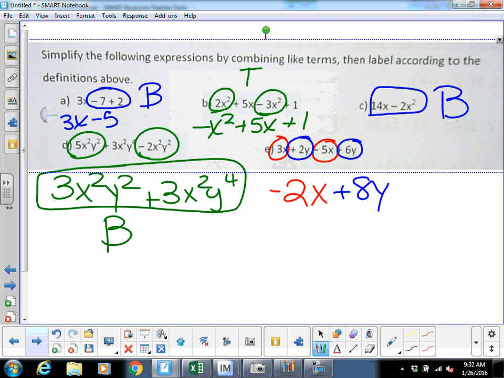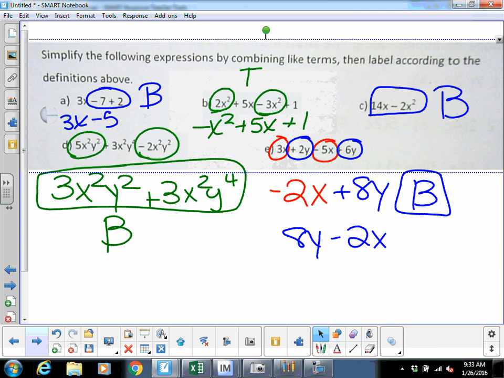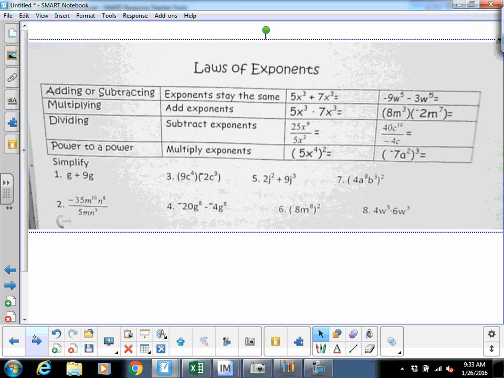You can have that written backwards. You could have 8y minus 2x, and it would be the same. As long as your signs are the same, the order does not matter. Everybody with me? Whether you do 2 plus 8 or 8 plus 2, you still get 10. Order doesn't matter as long as your signs are the same. And this is a binomial. All right, easy enough on combining like terms. Everybody good? All right, let's go and do some exponent rules.